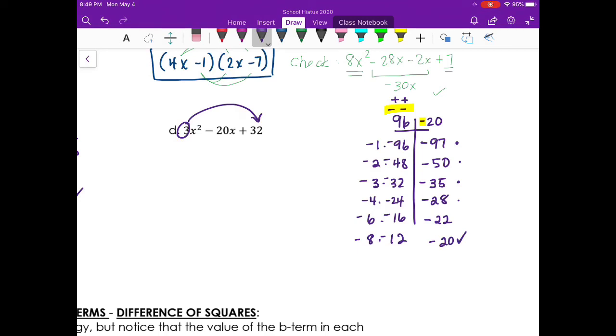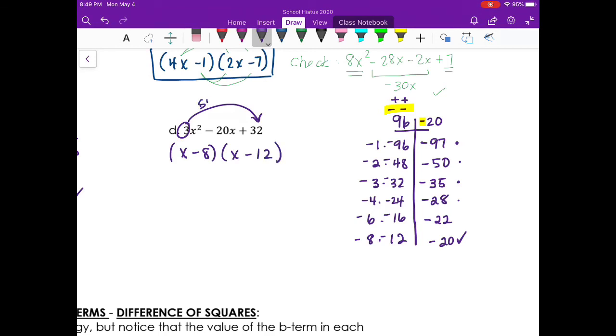You don't have to guess them in order. You don't have to list them in order. But it does help when the number is big and it has a lot of factors. If you do that, it just helps you know that you're on the right track and you haven't overlooked any possibilities. So then I'm going to put my x minus 8 and x minus 12 into factors.